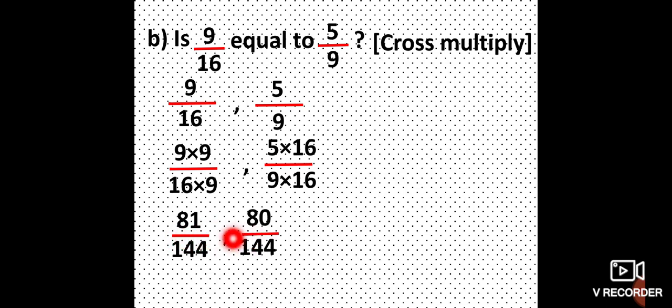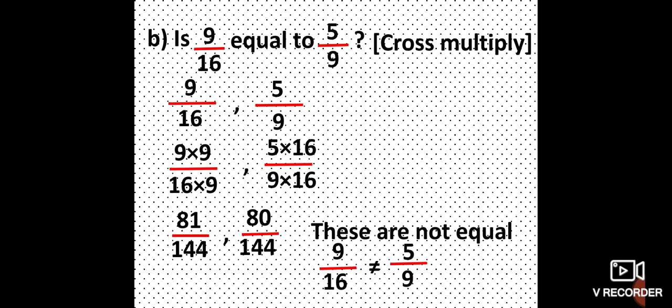Now here denominators are equal. Now is this the same? No, these are not equal. Therefore, 9 by 16 not equal to 5 by 9. So, in these two cases, these are not equal fractions. Next, let's move to question C. 4 by 5 equal to 16 by 20.